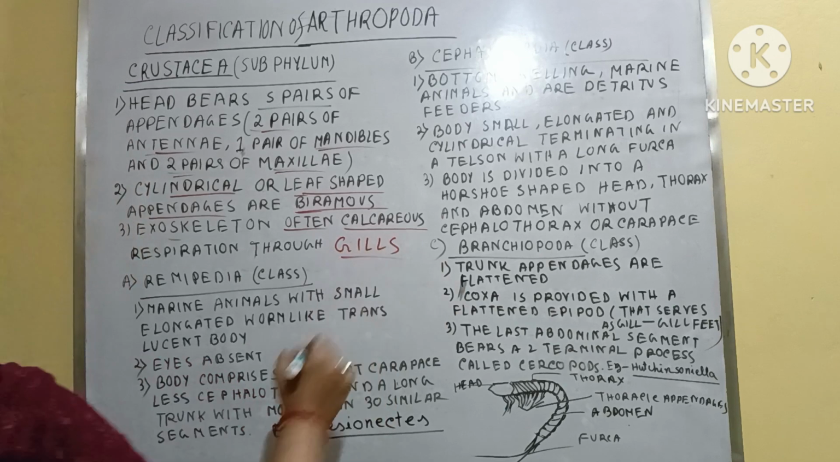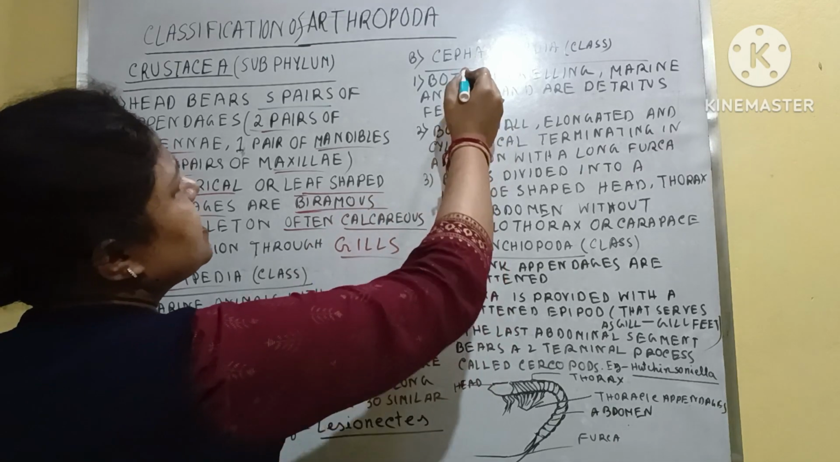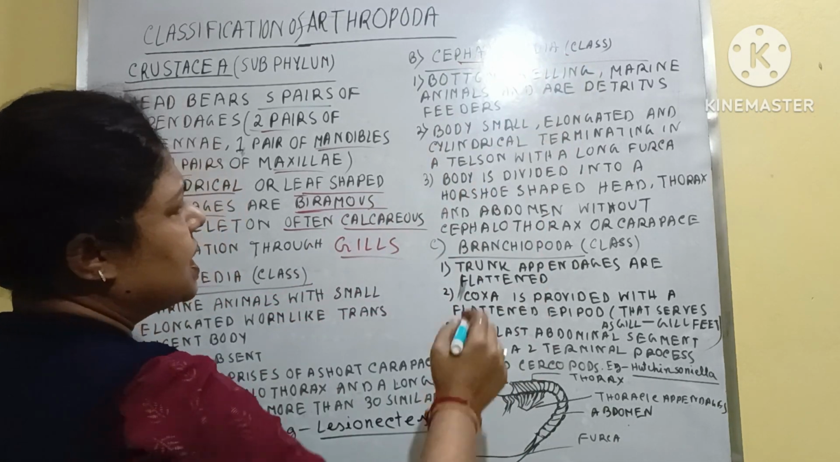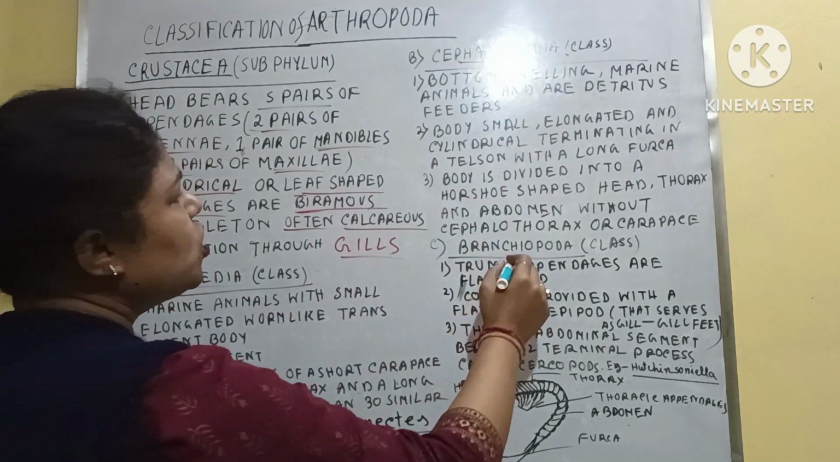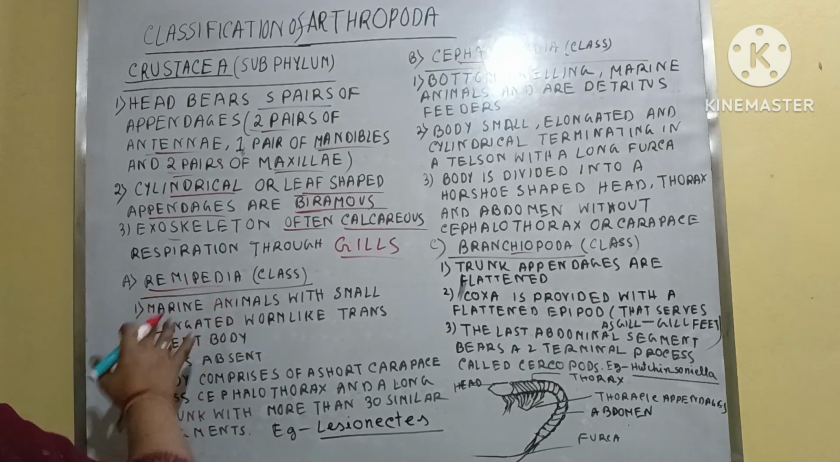Okay, respiration through gills. And under this subphylum there are many classes. So here I explain only 3 classes. The first is Remipedia, second one is Cephalocarida, and third one is Branchiopoda. Okay, the first one, that is the Remipedia.